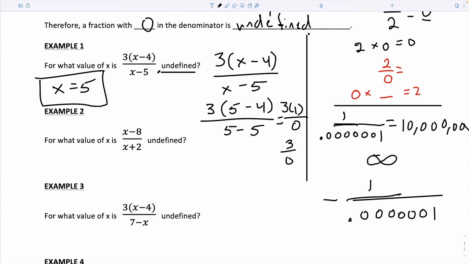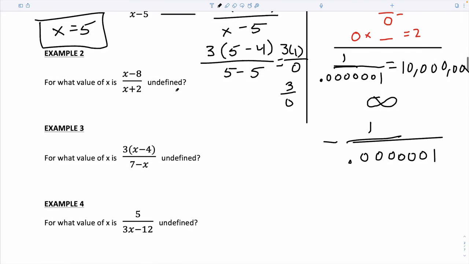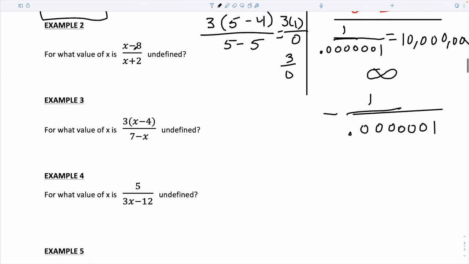We're not simplifying it. We're not trying to solve for it or anything like that. We just want to know what is going to make it undefined.